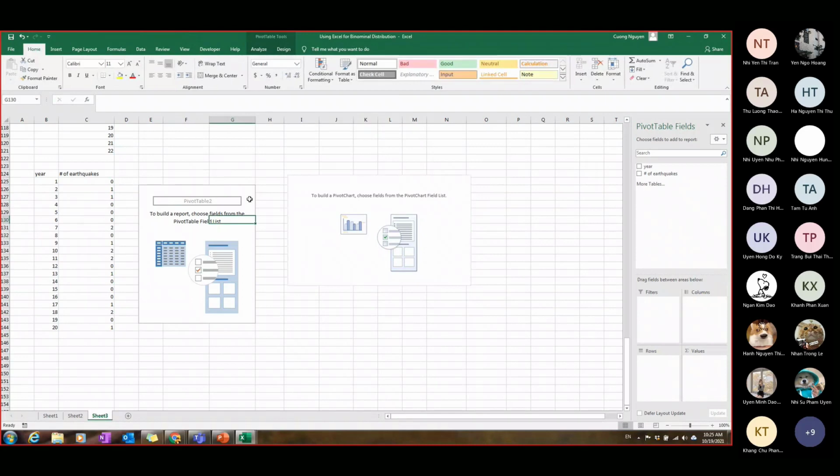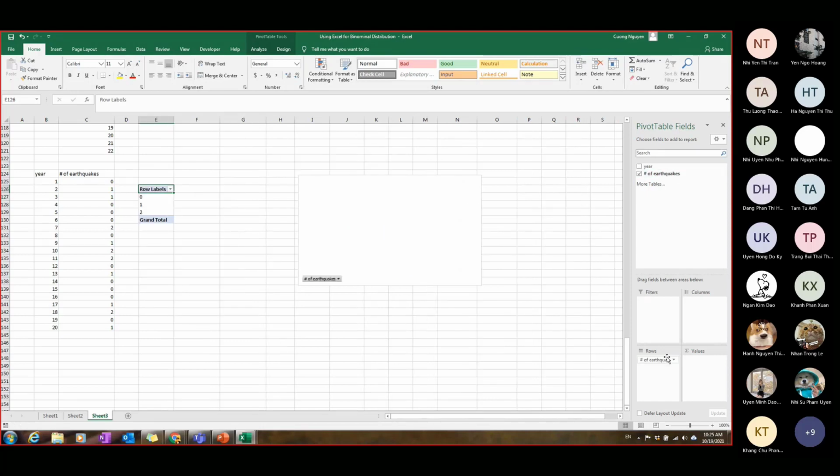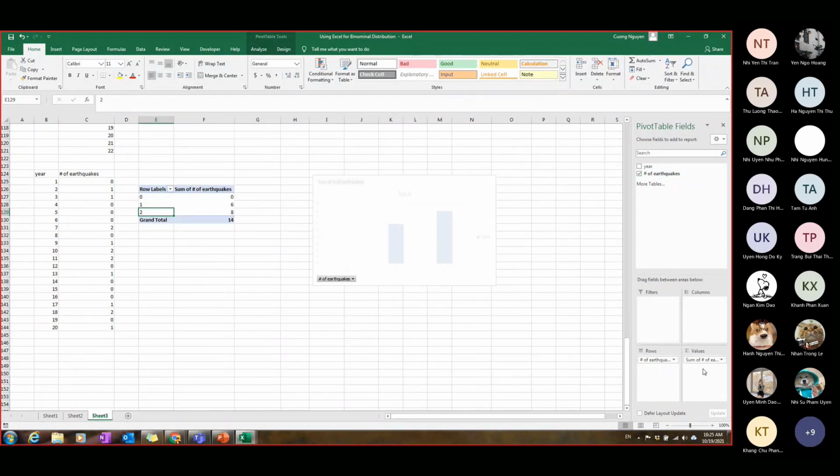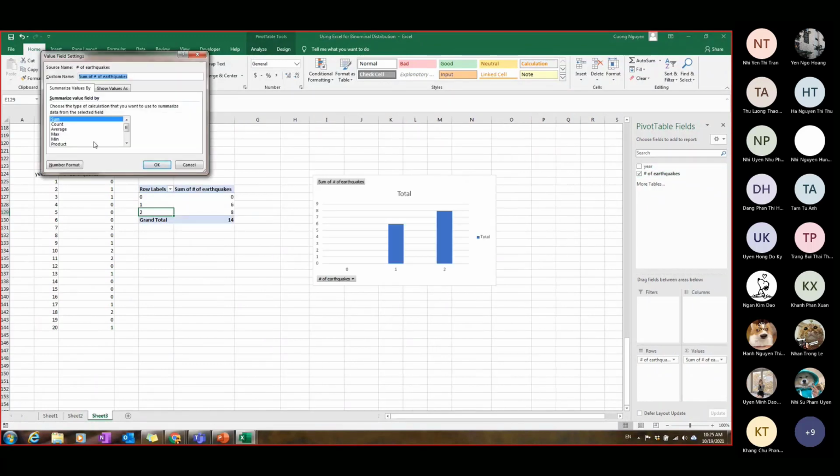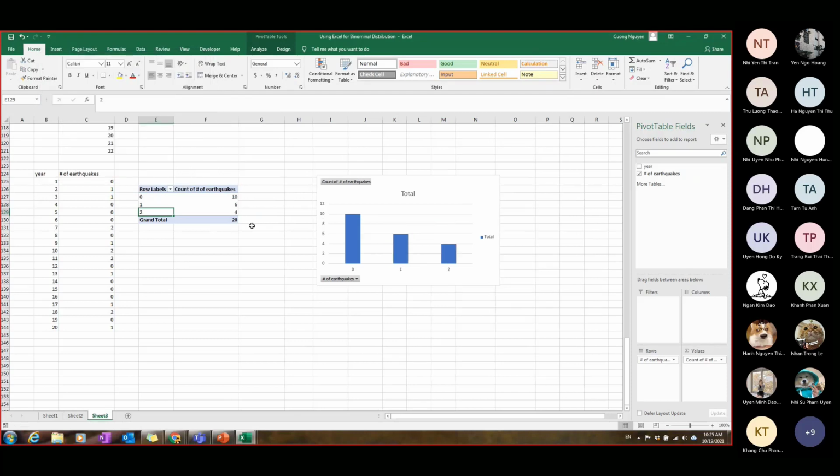So now I want to count the number of earthquakes. How many years have 1 earthquake? How many years have 0 earthquakes? And how many years have 2 earthquakes? So I count and score it. I see there are 3 different unit values, from 0 to 2 earthquakes for a year, and I want to count how many of them. So we can see how many years in total: 20 years.